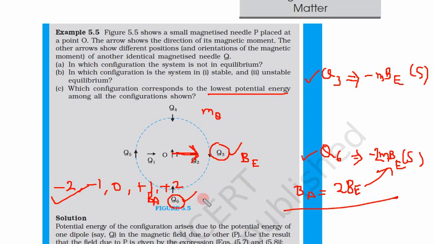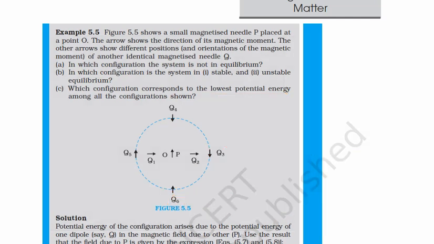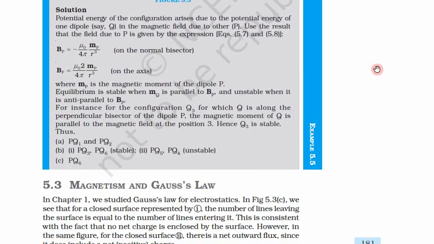So which configuration has the lowest energy? Q6. Q6 has the lowest potential energy because it is parallel to the magnetic field, and it is also on the axial position. It is not on the axial position, this is on the axial position as well as parallel to the magnetic field. So Q6 has the lowest potential energy. So let us check our answers.